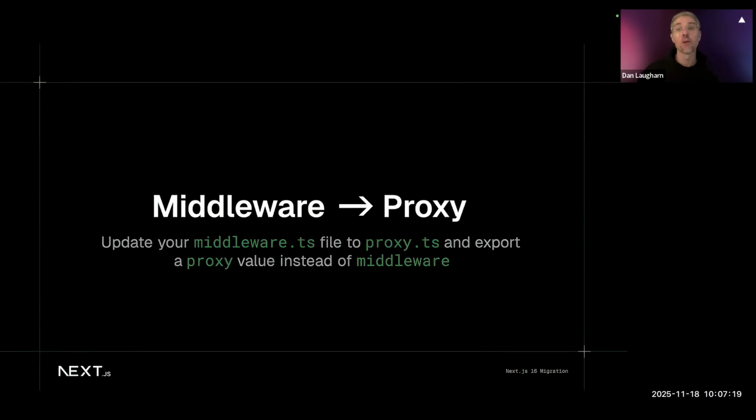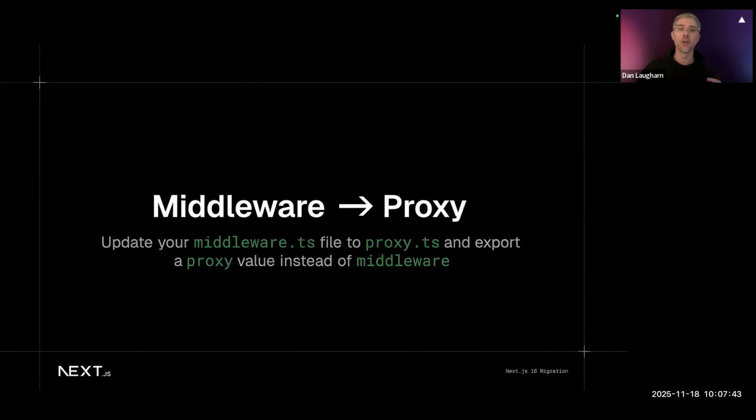middleware.ts has been renamed to proxy.ts in the app, and you will export a proxy value instead of a middleware value. The reason for this choice was that it was acting as a middleware, but it didn't act the exact same as the middleware you may have come to expect from using something like Express. And we wanted to make it clear that it's a slightly different thing. It's acting like a proxy layer.